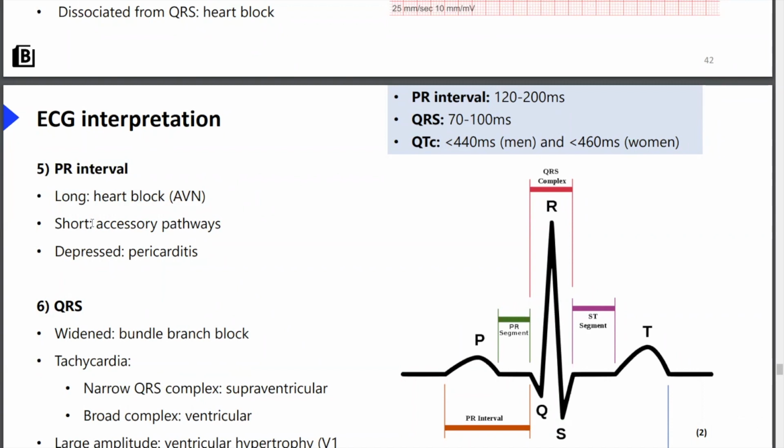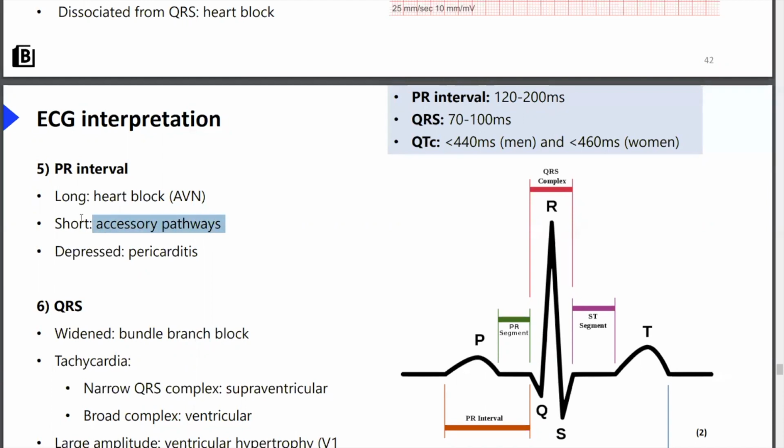Accessory pathways mean that, normally, you have charge flowing from the sinoatrial node to the atrioventricular node to the ventricles. An accessory pathway means there's a way of bypassing the atrioventricular node. The atrioventricular node can in some way be bypassed and reach the ventricles quicker. That's known as an accessory pathway.